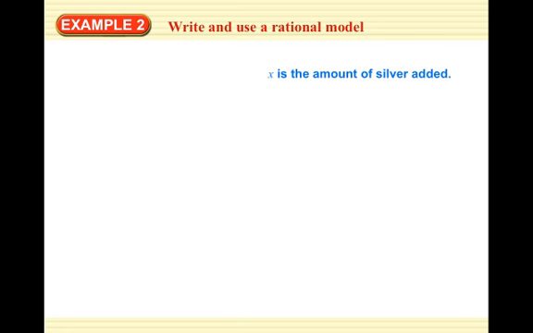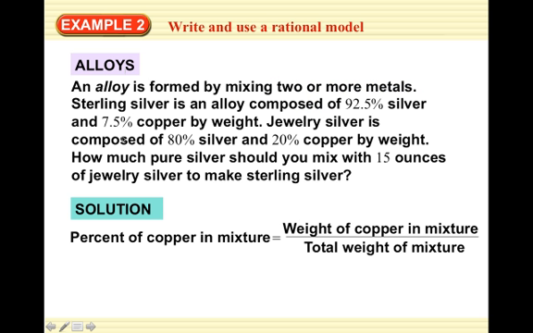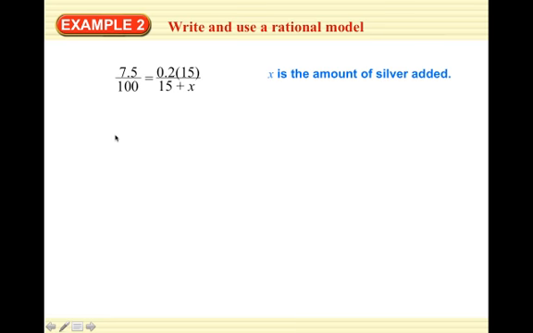So we're going to let x be the amount of silver added because that's what we're trying to find. Okay. We want there to be only 7.5% of copper. So that is 7.5 out of 100. That's a way of writing 7.5%. We know that 20% of the 15 ounces that exist already is copper. So that's the total amount of copper.